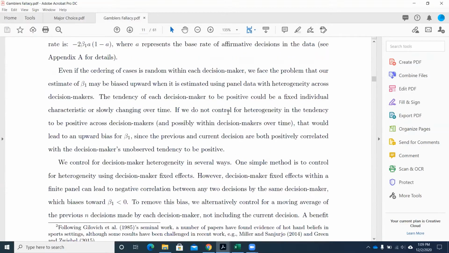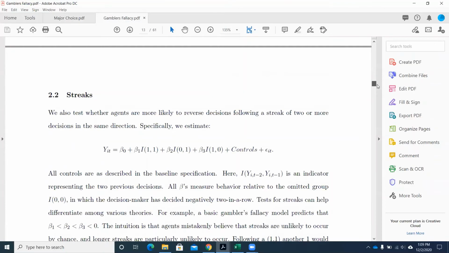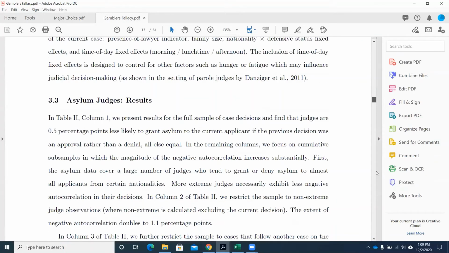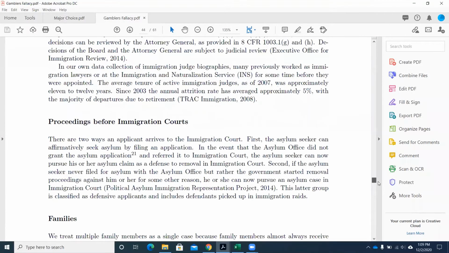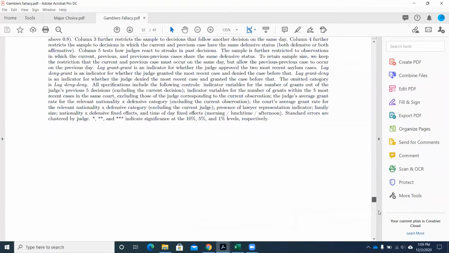So we go back here and scroll down. We won't focus on the streak stuff. We'll just go right to the table. I might have scrolled too far. Where are the tables at? Here we go.